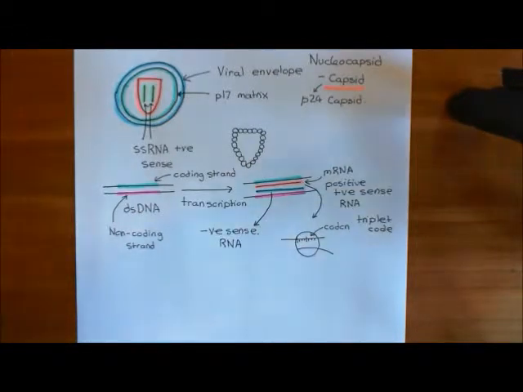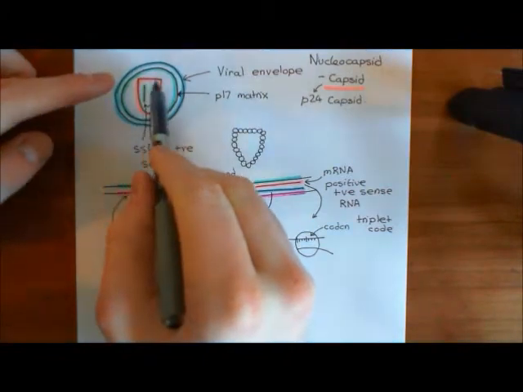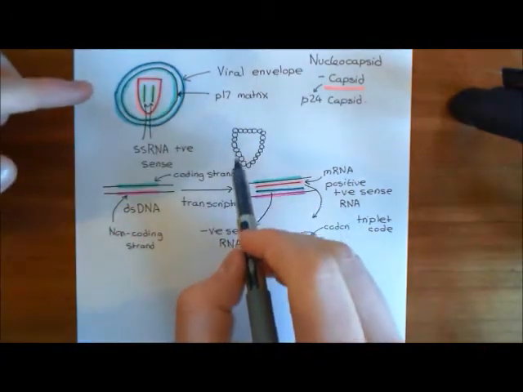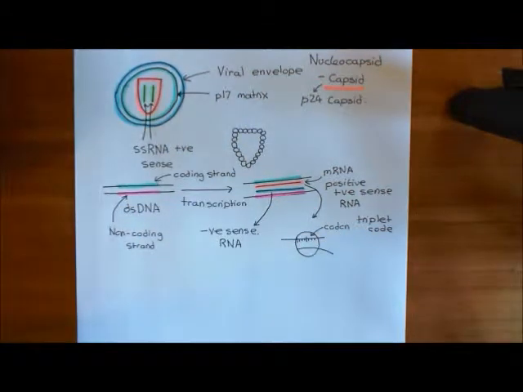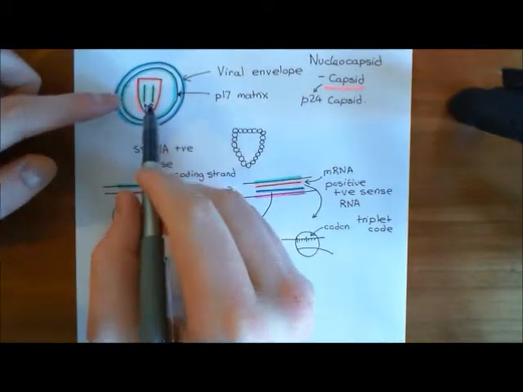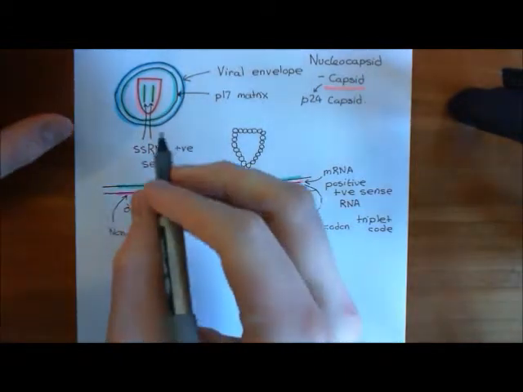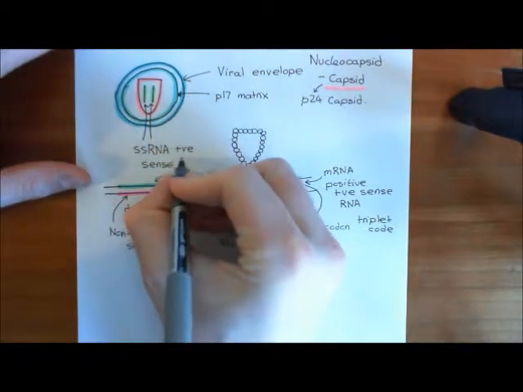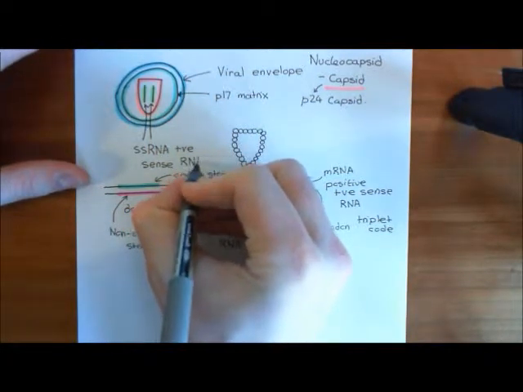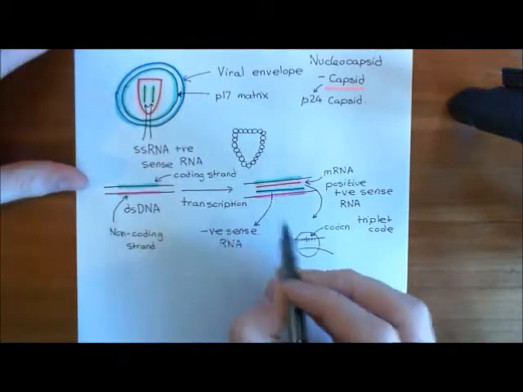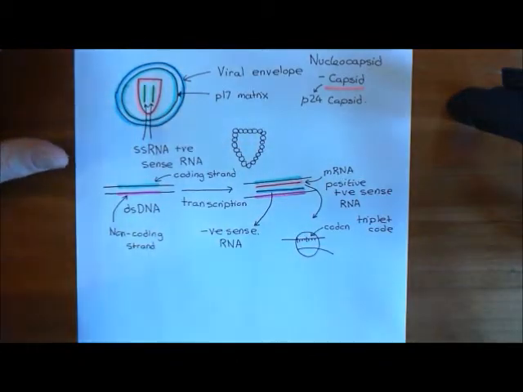Within that matrix, you then have this capsid, which is in a cone shape and is constructed out of P24 proteins, and within the capsid you have the genetic information, which is in the form of single-stranded positive sense RNA. Basically what this means is that these pieces of RNA could actually be read by ribosomes and used to make proteins directly. Now, that's not actually going to happen in this case.